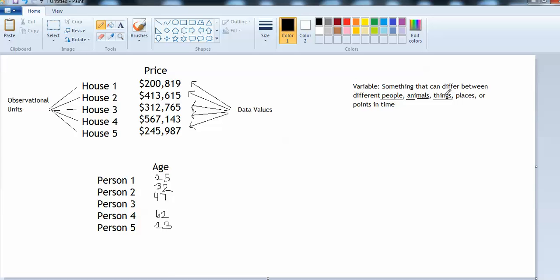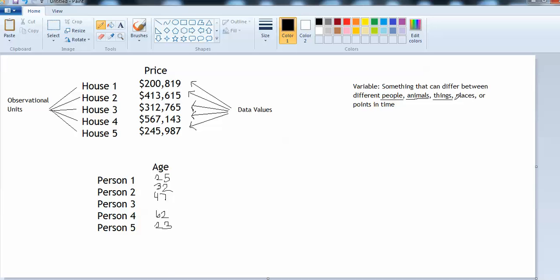So what about different objects? Well, you could say that different things have different colors. Some objects are brown, some are blue, and some are maybe red. So maybe color would be a variable because color varies across different things. For example, different cars have different colors.